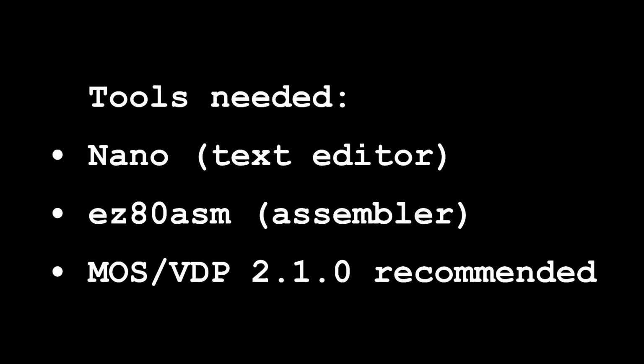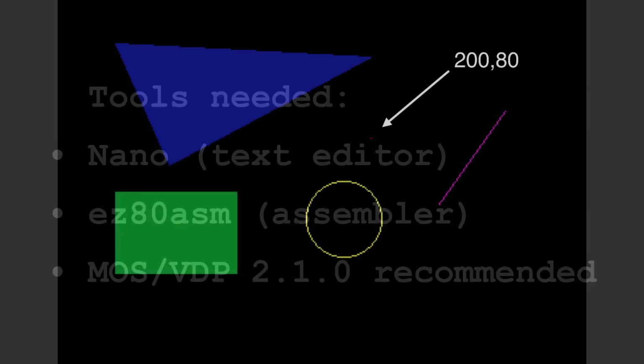This time we're going to find out about fetching information from the VDP. In particular, trying to find out what colour a pixel is. As usual, the only tools you'll need are Nano and your assembler.